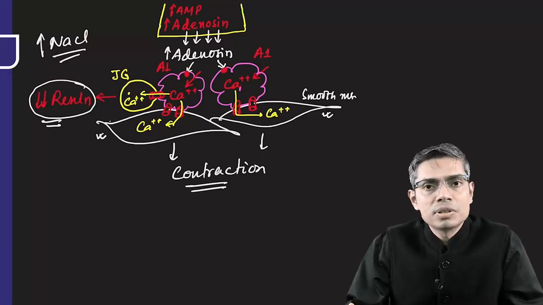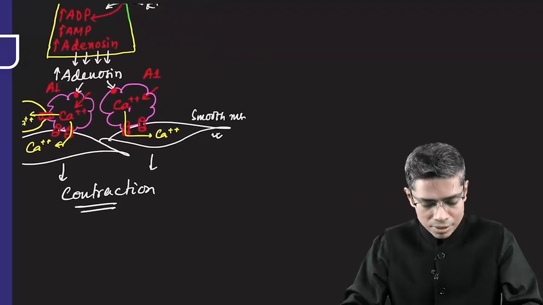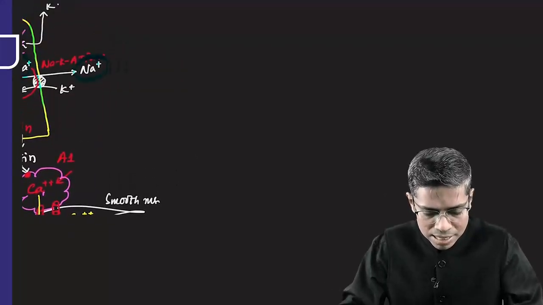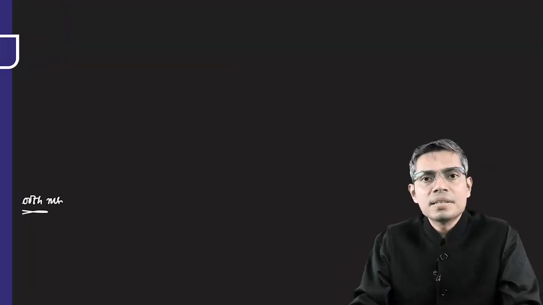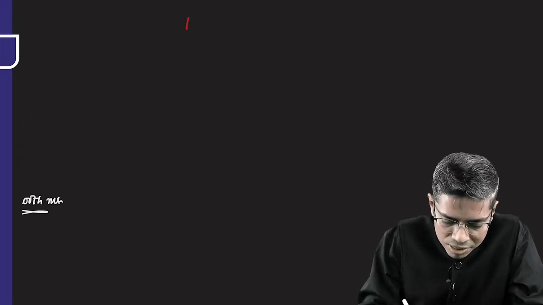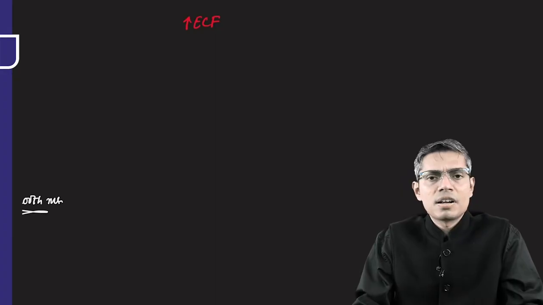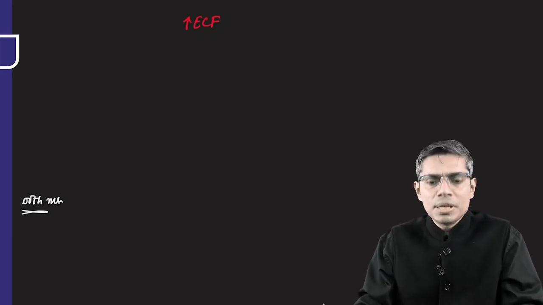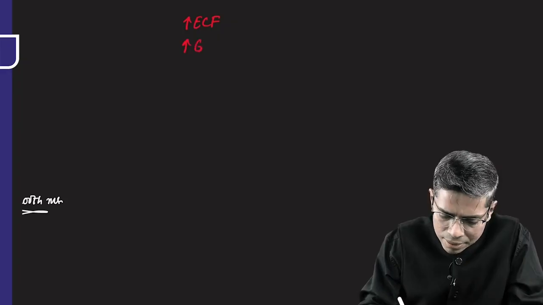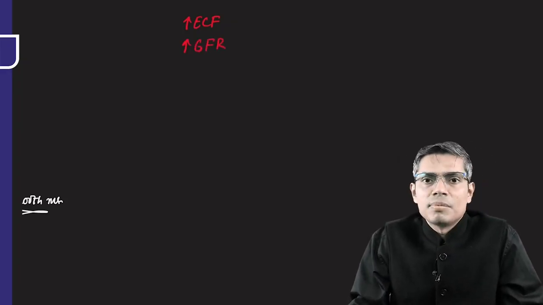What is the utility of this whole thing? Why is the body doing like this? Okay, now you try to understand with the help of an example. Suppose due to any reason, your extracellular fluid volume is high, your ECF volume is high due to some blood transfusion or fluid transfusion. So what will happen to your GFR in this condition? Obviously, the GFR will be high because there will be more amount of renal blood flow.